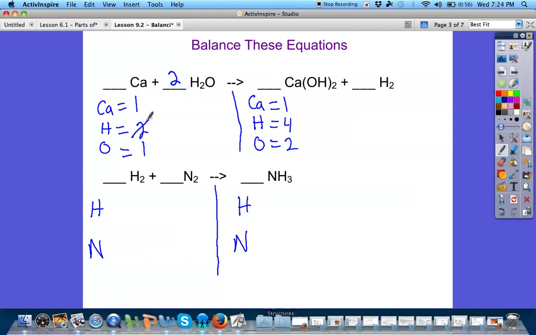2 times the 2 hydrogen that is there is 4. 2 times the 1 oxygen is 2. So now everything is equal. We're going to go back and fill in with 1s.